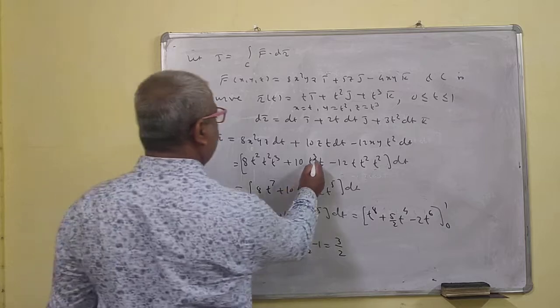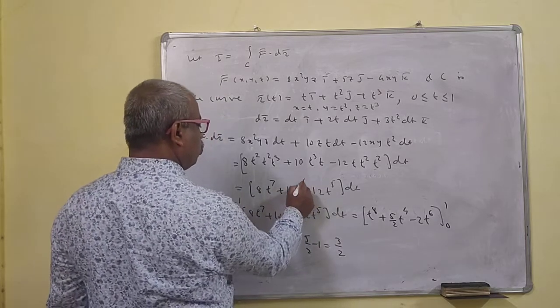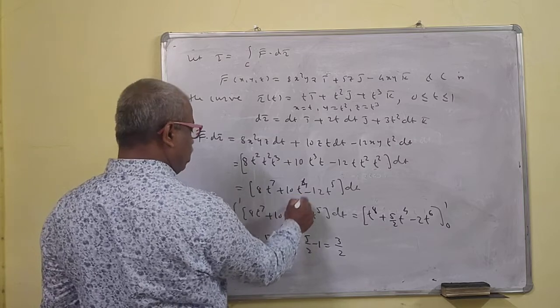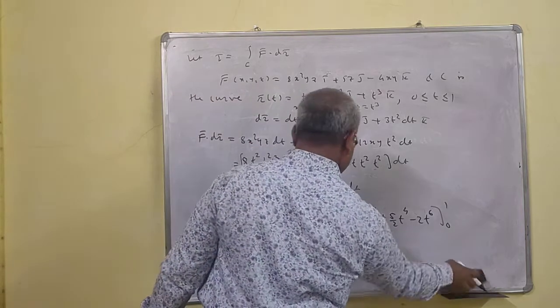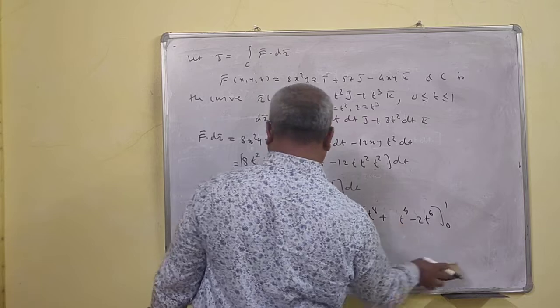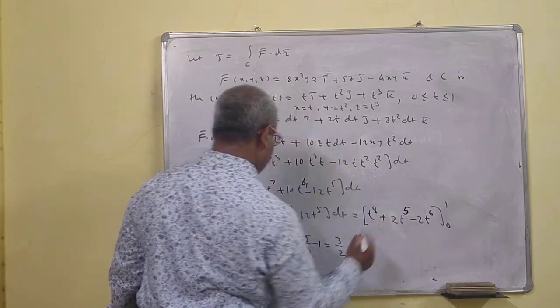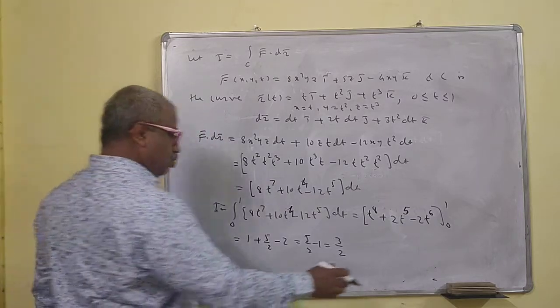So this is what? This is 10 t raised to 4. Okay, so this is 10 t raised to 4. Means this is what? This is t raised to 5, means this is 2 t raised to 5. So this is wrong now.